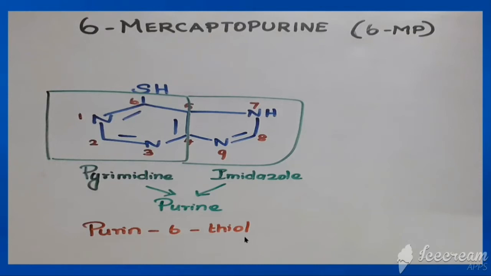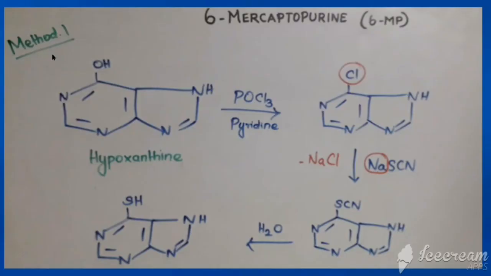Now we'll see the synthesis of 6-mercaptopurine. There are two methods for the synthesis of 6-mercaptopurine. We'll see them one by one. In the first method, what is the starting material taken? It is called hypoxanthine. Already we have come across this nucleus.